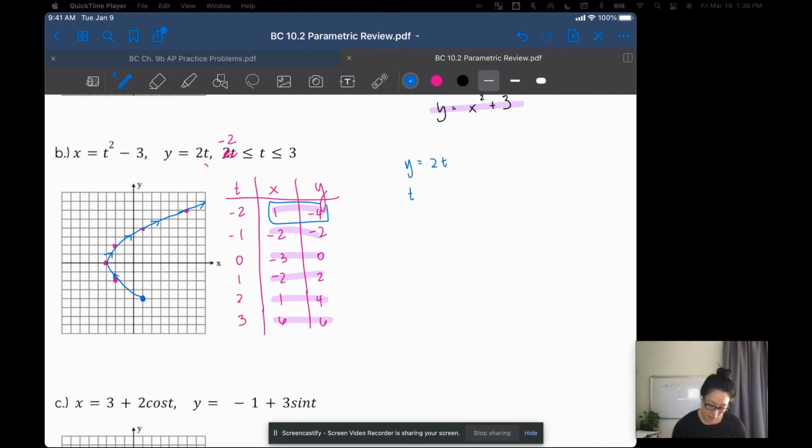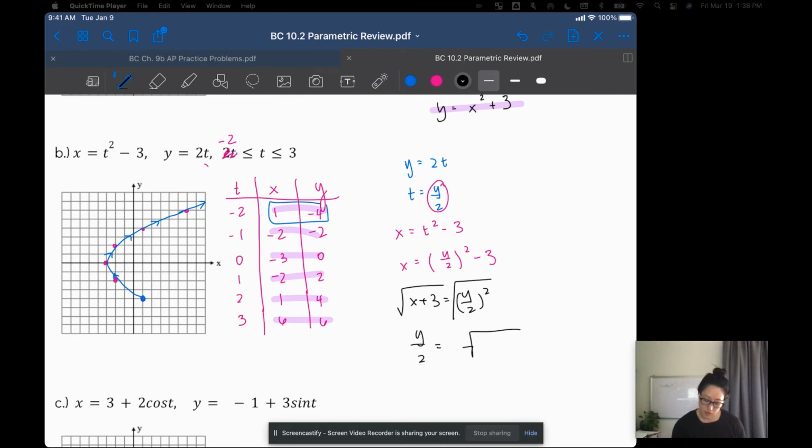We need to isolate t, so t is equal to y over 2. Then we're going to take our x equation and sub in my t value. So I get x is equal to (y over 2) squared minus 3. I'm going to isolate y. So add 3 to both sides, giving me x plus 3 is equal to (y over 2) squared. Then take the square root. So I have y over 2 is equal to the square root of x plus 3. And then multiply both sides by 2 to give me 2 root x plus 3.